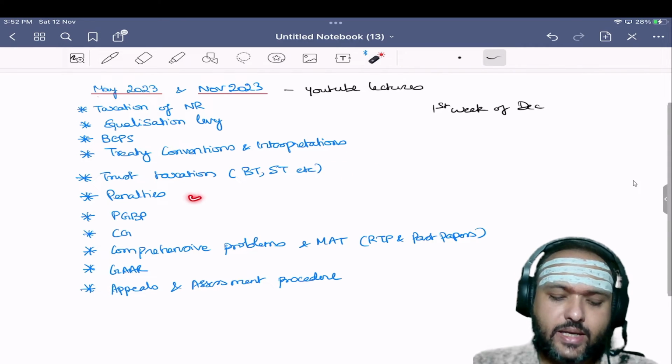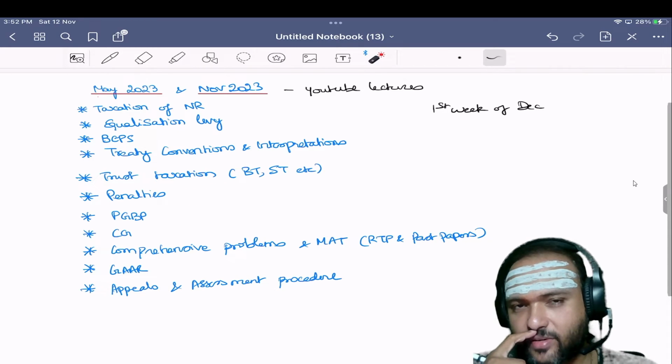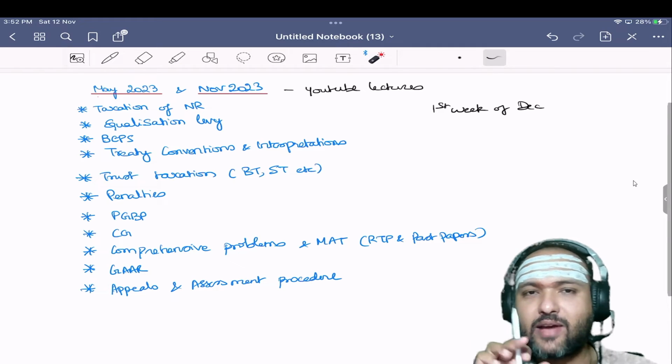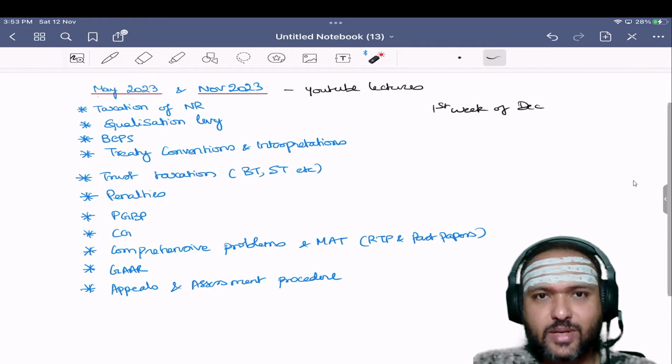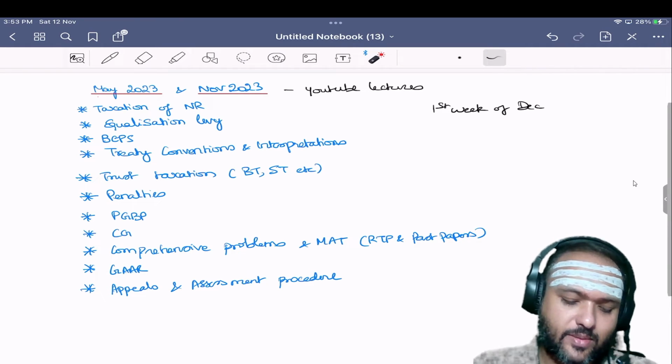And then penalties. Section 270A penalty is now a regularly tested question. Apart from that, there are various penalties. So let us go through those penalties so that we'll have some mechanism to remember them for the examination. And they are also pretty useful when it comes to the MCQs that are tested in your examination.